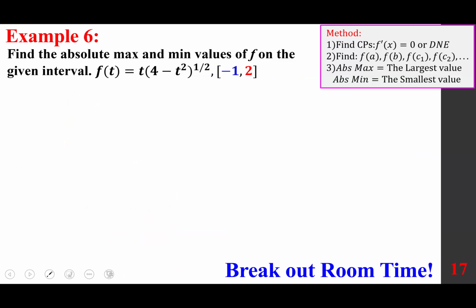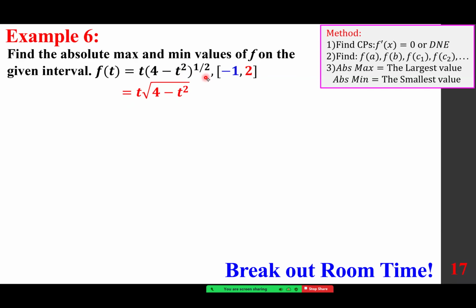All right, let's look at this example. We want to find the absolute max and min for this function f of t equals t times 4 minus t squared to the power of 1/2 in the given interval of -1 to 2. We need to know the type of function. We need to know the domain. So we are going to rewrite this as f of t equals t times this thing under the radical, so square root of 4 minus t squared.